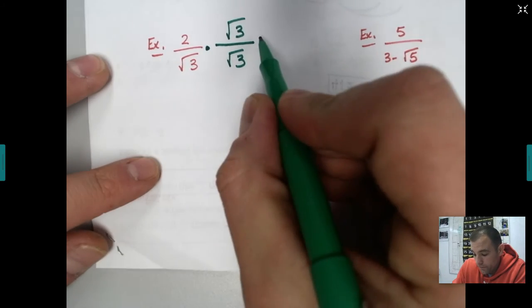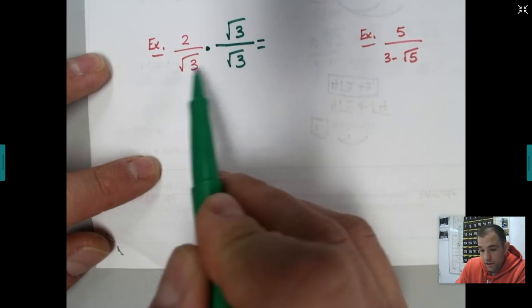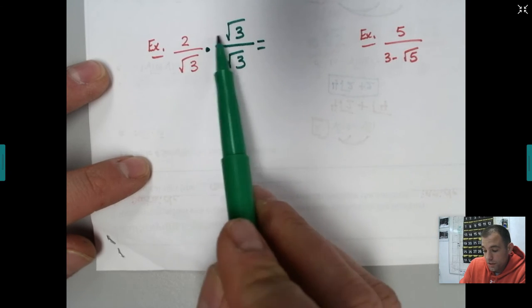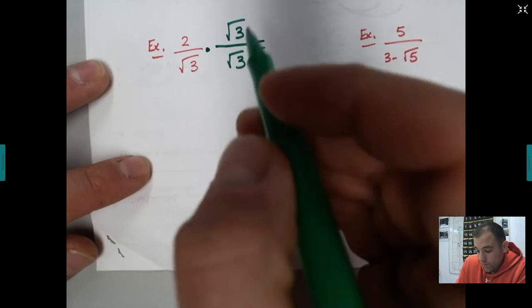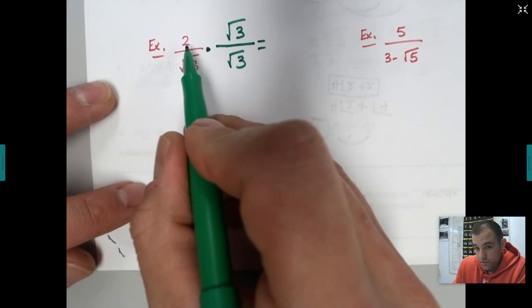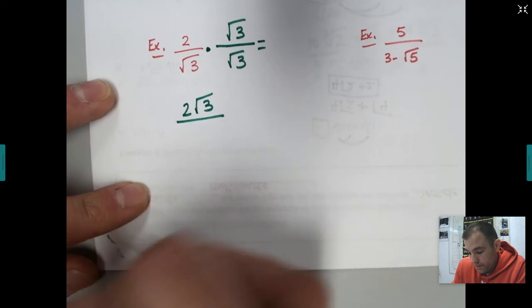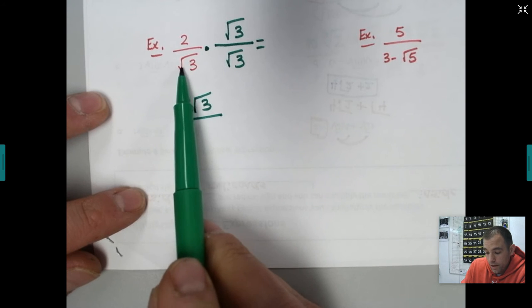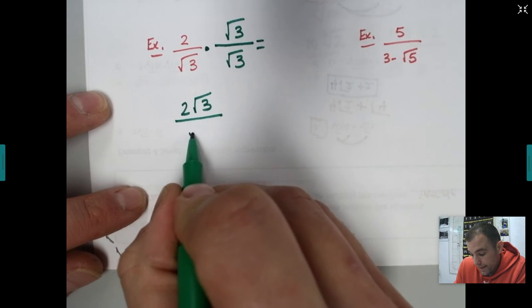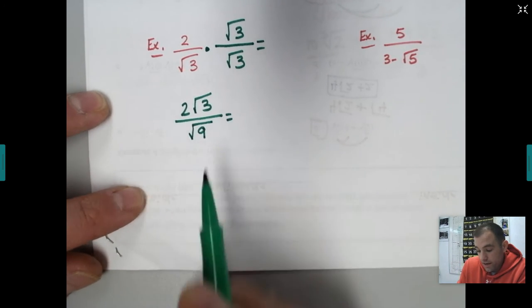And the way we're going to get rid of it is now we're going to multiply straight across. So 2 times the square root of 3, right? I cannot multiply those because this one's outside the radical, this one's inside. So it becomes 2 square root of 3. On the bottom, radical 3 times radical 3, I can multiply those, so I get square root of 9.